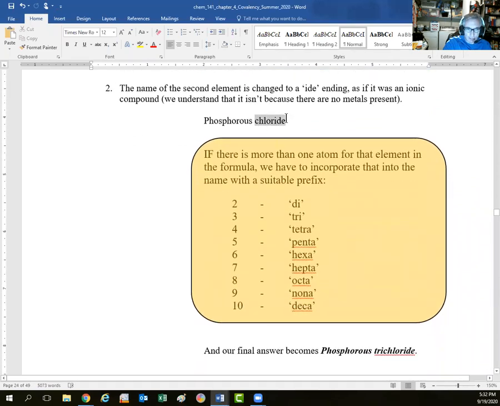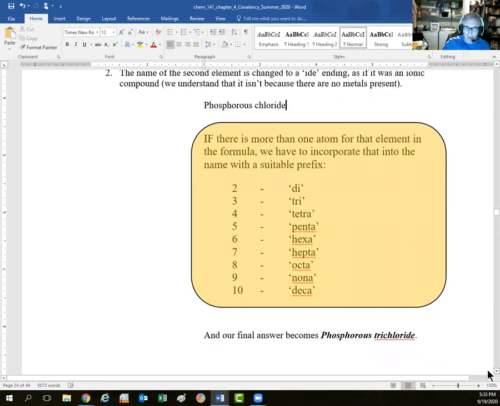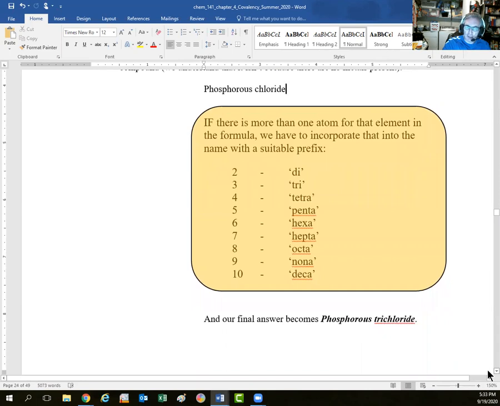It's the latter element which has its name changed to IDE. So chlorine becomes chloride. The latter element changes to IDE, as we saw in ion chemistry, except for, of course, the polyatomic ions. But just a simple element changes to IDE. That's again what we had seen before in ion chemistry. But what's different now is that the number of atoms for that element are now important, and we list the number of atoms in the chemical formula. We, of course, didn't do that for ionic compounds.